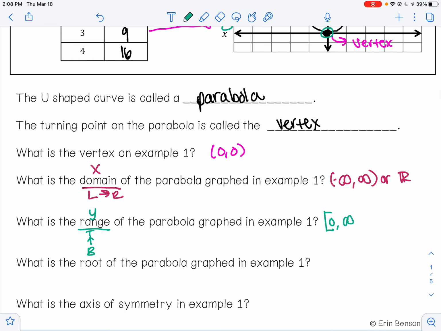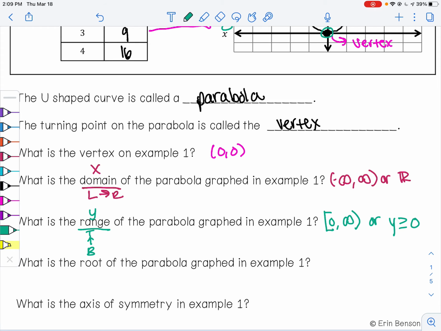0 gets a bracket because it is included, because it is on a solid line. Remember that your infinity symbols always get parentheses because as much as we want to, we can never get to infinity. We can keep counting forever, but we'll never end up there. We'll never be finished. Another way that we could write this is y is greater than or equal to 0. And that's because everything is above our vertex. So everything is greater than 0, and it's equal to because 0 is included.